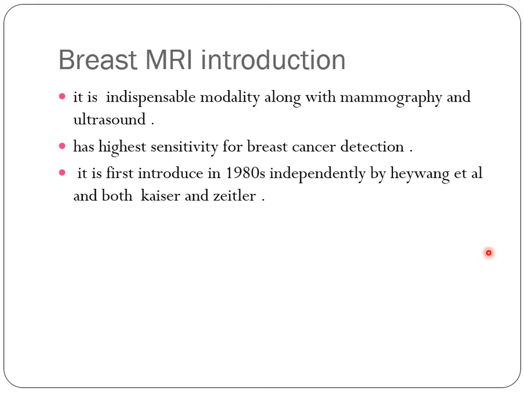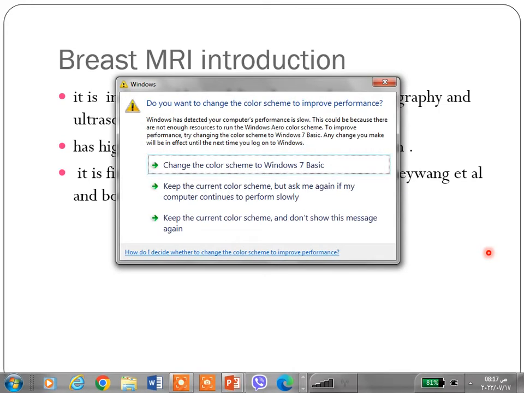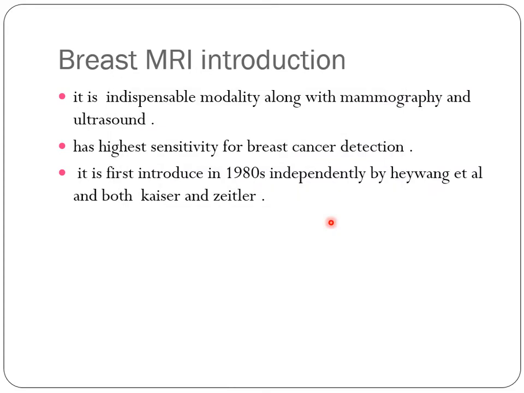First of all, I would like to talk a little bit about the introduction of the breast MRI. Breast MRI is an indispensable modality, along with the mammogram and ultrasound. It can't replace either mammogram or ultrasound, as each of them has its own advantages and disadvantages. And it has a higher sensitivity for the detection of breast lesions, especially the occult ones and mass enhancing lesions. That's why breast MRI is used as a guidance for taking a biopsy from these lesions, I mean the occult ones and the mass enhancing lesions.